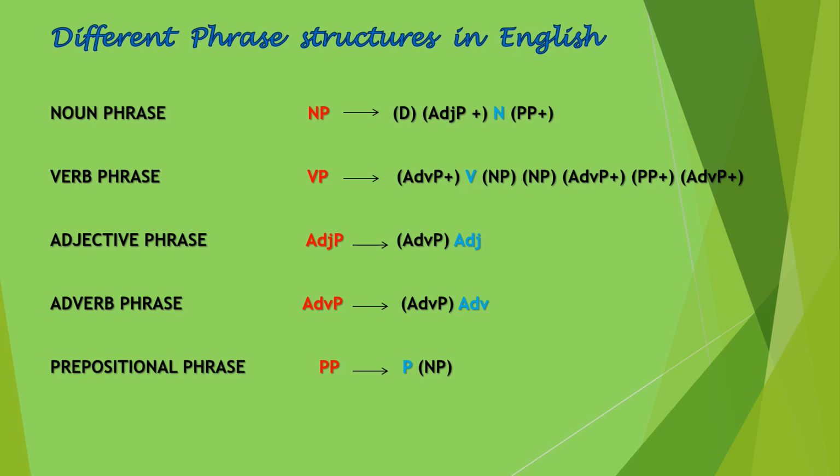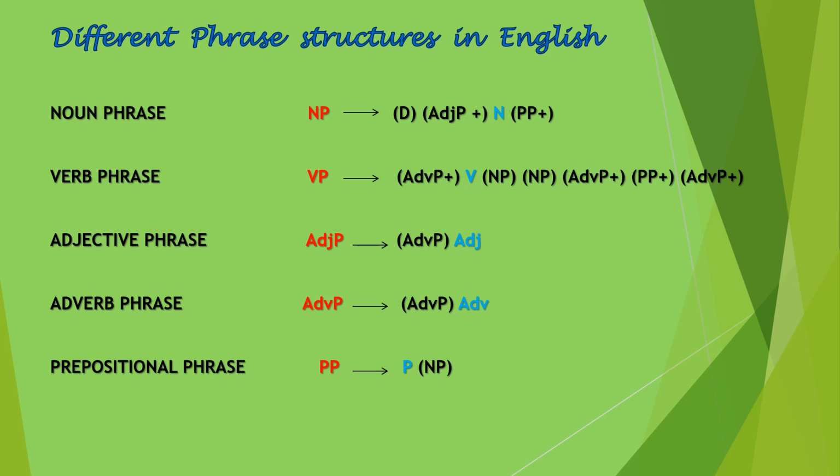Now in the verb phrase, we have the obligatory element verb, and before a verb you can have more than one adverb phrase. After a verb you can have two noun phrases, then you can have more adverb phrases, and then more prepositional phrases and more adverb phrases. So this kind of structure can be seen.